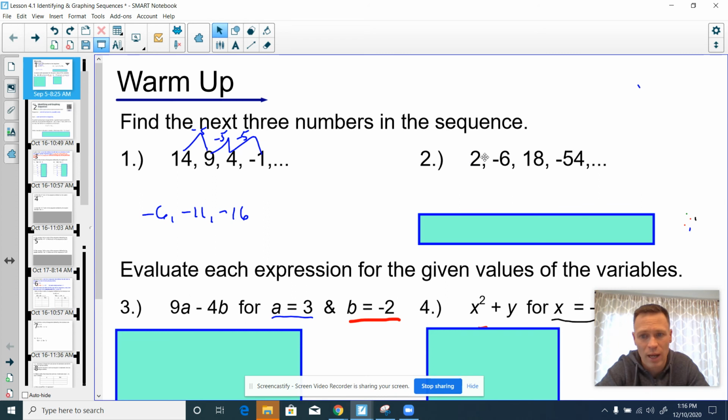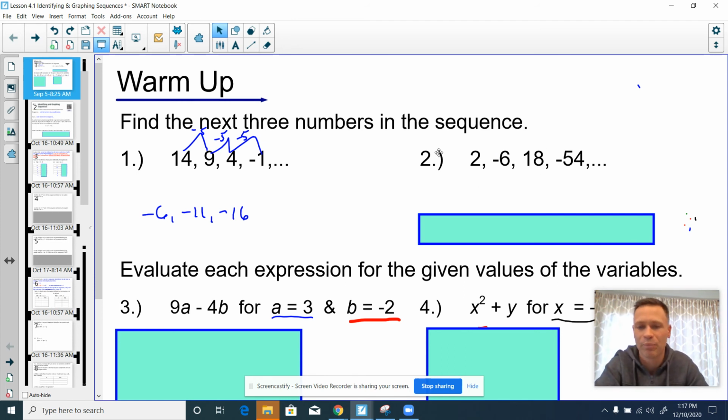Now, this one's not the same. There's a whole lot else going on, right? I'm not adding because it's going down, and then I'm not subtracting because it's going back up. And if I notice, the difference between the two numbers isn't even consistent, right? The difference here is 8. The difference here is much larger than that. And the difference between 18 and 54 is much larger than the previous difference.